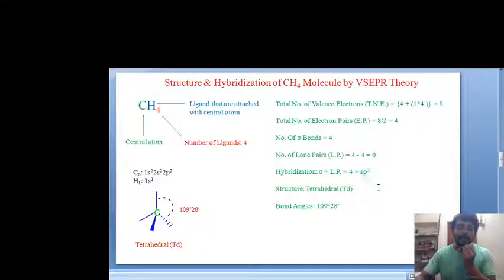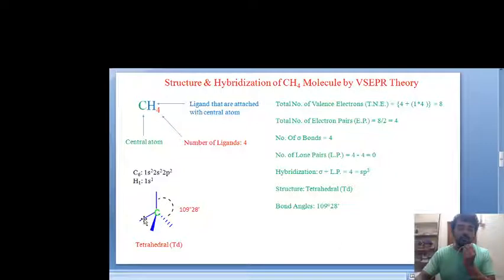And hybridization is the sum of sigma bonds plus lone pairs. Here the sigma bonds are 4 and the lone pairs are 0, so the total is 4. When it comes to 4, then the hybridization is sp3 hybridization. So the structure predicted from the VSEPR theory is tetrahedral, and the bond angle is 109 degrees 28 minutes. This is the structure of the methane molecule.